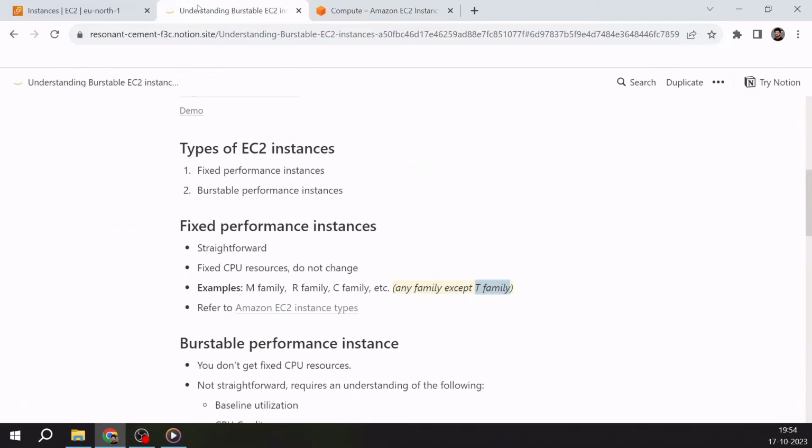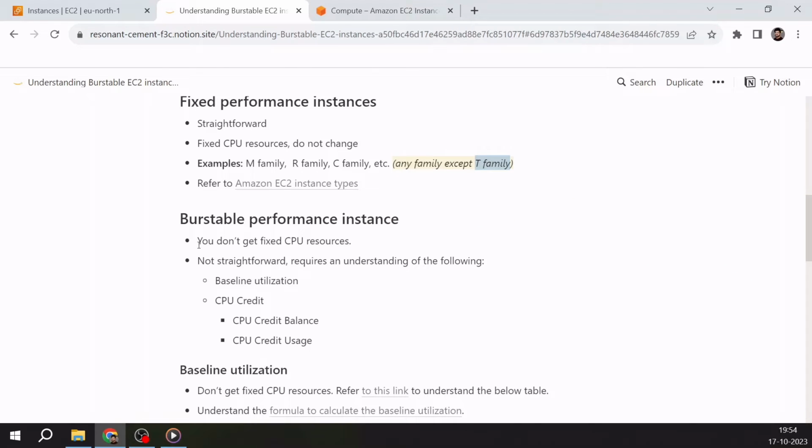Okay, now coming to the burstable performance instance. Here you don't get fixed CPU resources like you get in fixed performance. And second thing, these are not as straightforward as fixed performance instances. So you need to understand certain things, like what is baseline utilization, what is CPU credit, what is CPU credit balance, and usage. In order to understand how burstable instances work, we are going to understand these things shortly.